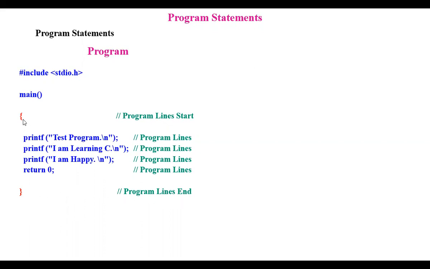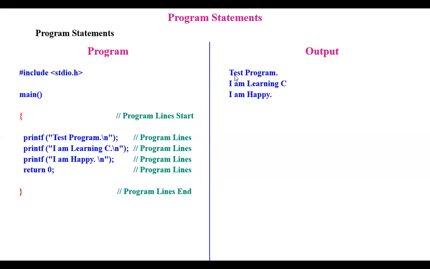Whatever the program you started with this curly bracket, it ends here with the curly brackets. So this is a typical program, and let us see how it is executed. The output you get is: a test program in one line. I am learning C and I am happy. So this is the output.